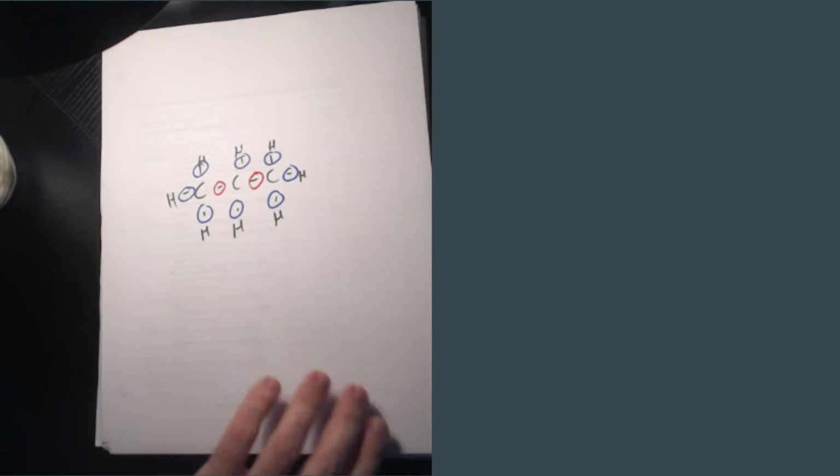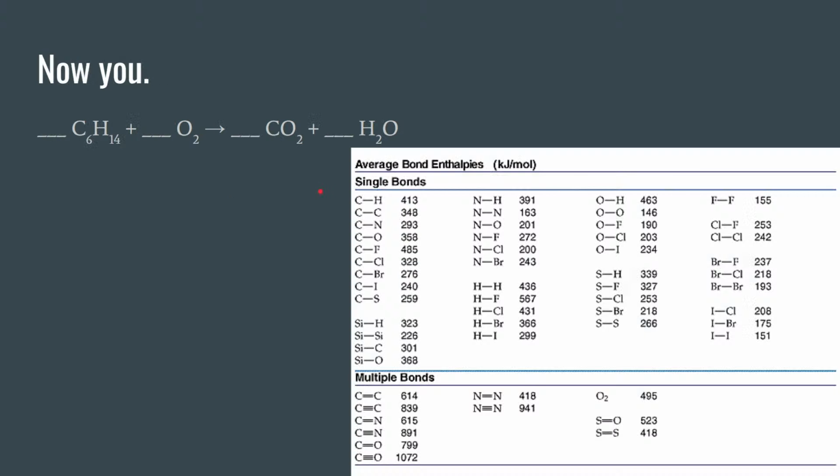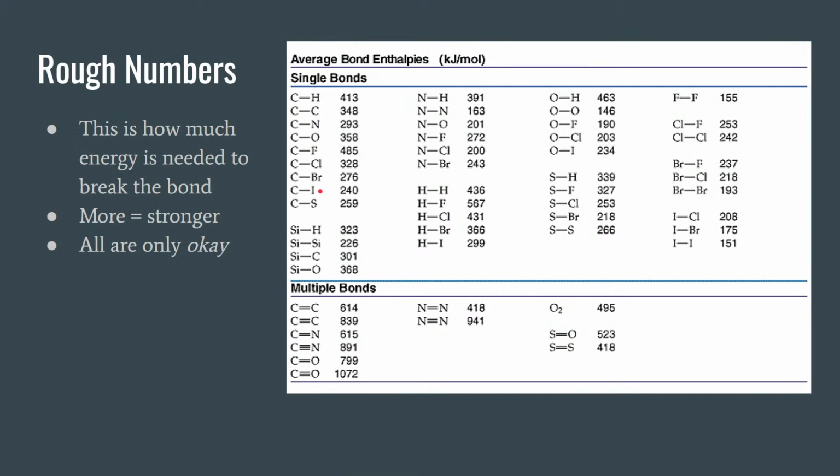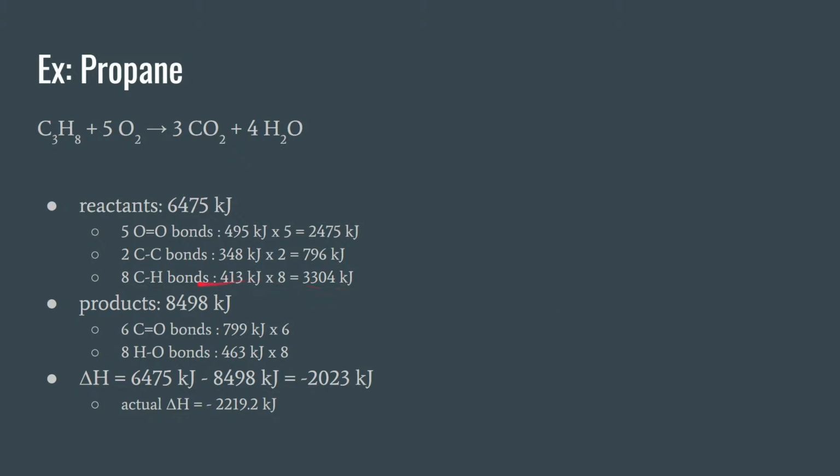And then for our other reactant, we have oxygen. There are 5 oxygen molecules, and each of those is a double bond, so we have 5 oxygen-oxygen double bonds. Each one is 495 kilojoules, so 495 times 5 is 2475. We have 2 carbon-carbon single bonds, 348 times 2. These numbers are coming right off this chart: carbon-carbon single bond, carbon-hydrogen single bond, oxygen double bond. And then the 8 carbon-hydrogen single bonds, 413 times 8 is 3304.